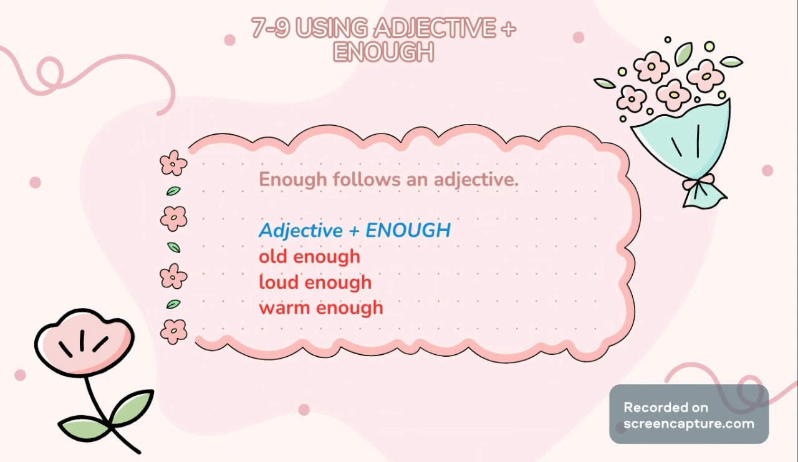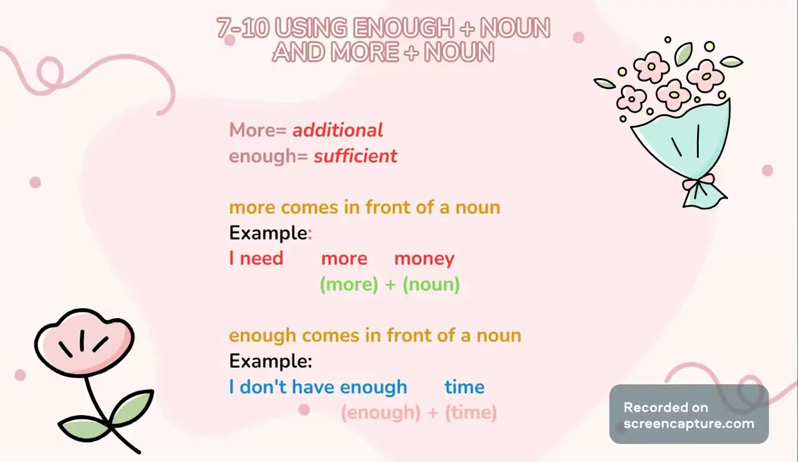Next slide. Using enough plus noun and more plus noun. What is the difference between more and enough? More is additional and enough is sufficient. More comes in front of a noun. Example, I need more money. Money is a noun. Enough also comes in front of a noun. I don't have enough time. More is used for additional and enough is used for sufficient.